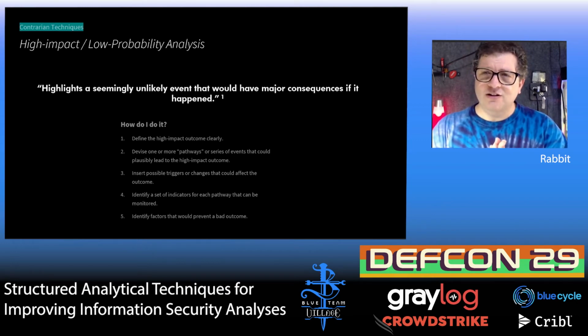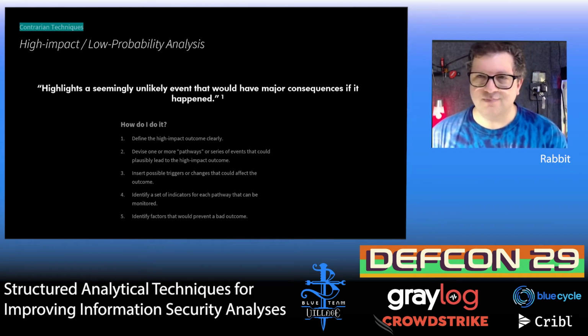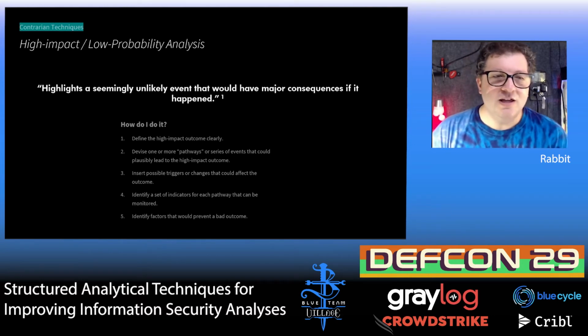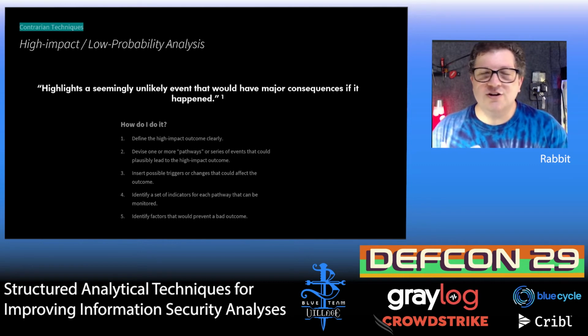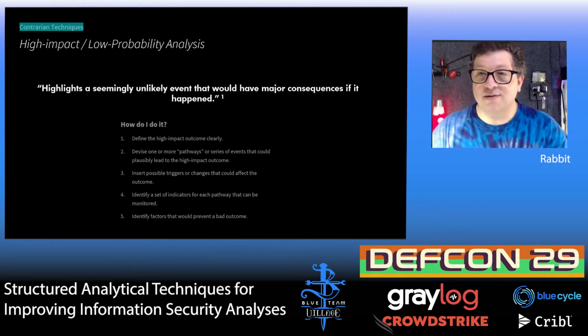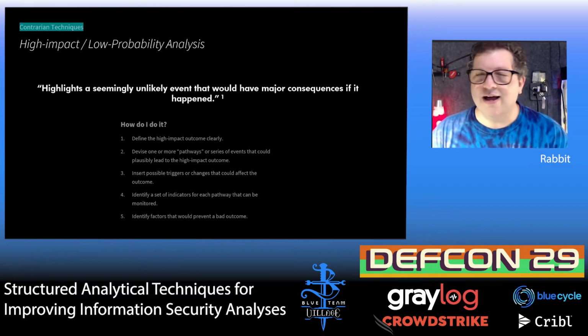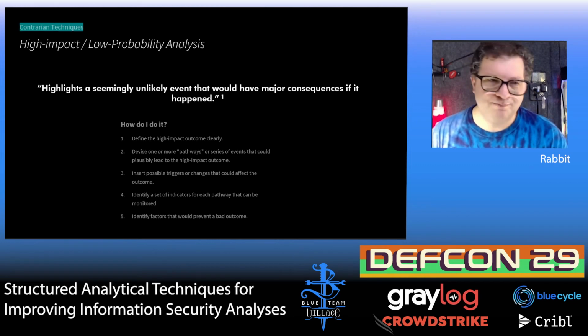You start from known good and work your way towards the high impact event. That's important when comparing this with a future technique we'll talk about. You insert possible triggers or changes that could affect the outcome, right? Maybe it seems very unlikely because no one has the proper keys or access to the proper keys. So maybe a triggering event might be keys get released, or keys are exposed somehow. That might change this whole scenario, and now you need to rethink how low probability it actually is.